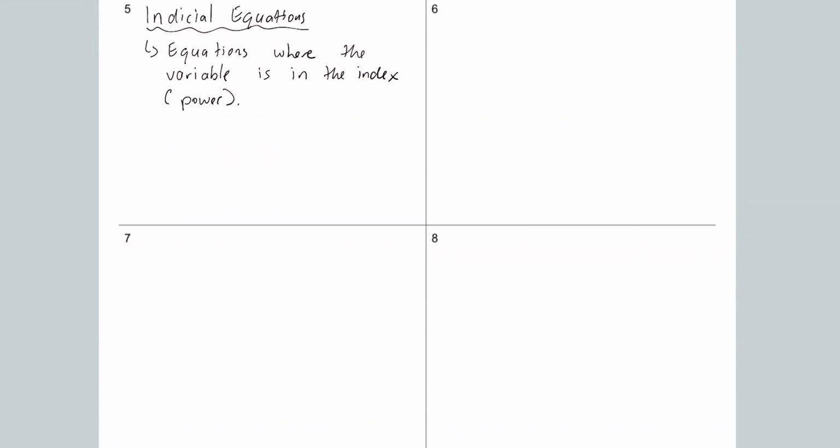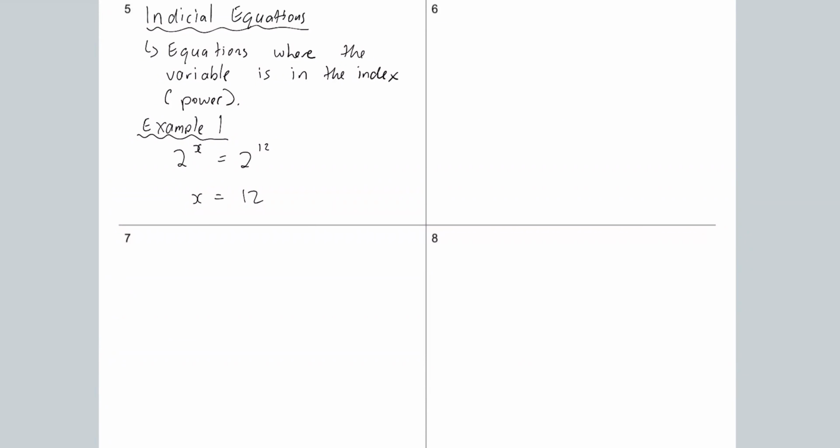So let's have a look at equations where the variable is in the index. I'm hoping that concept makes sense. So example 1. Let's just say we had 2 to the power of x equals 2 to the power of 12. What would x be? 12. Nothing more to it than that. Is that okay?